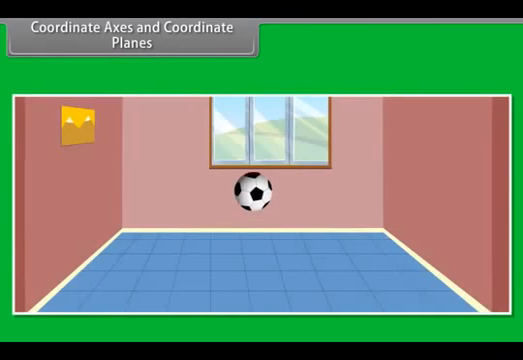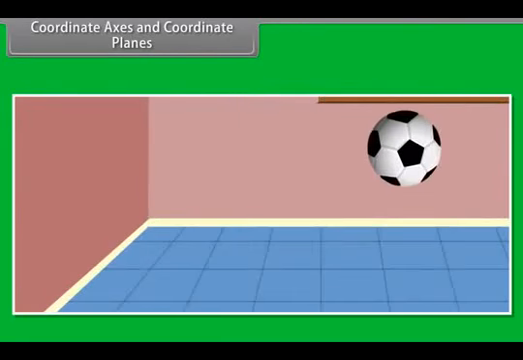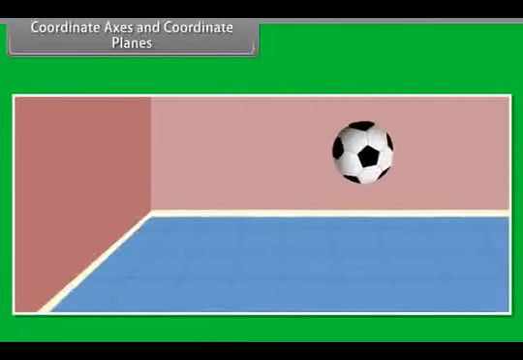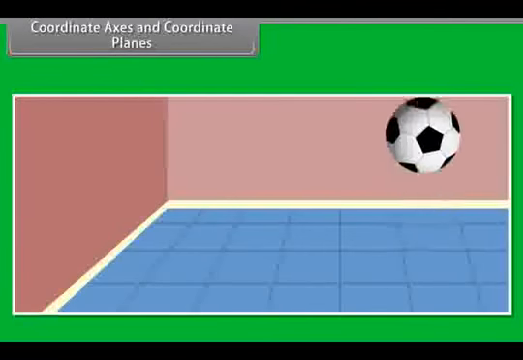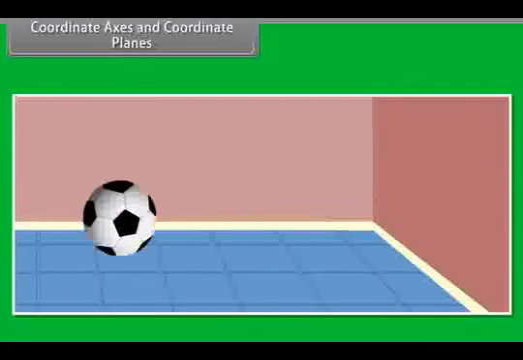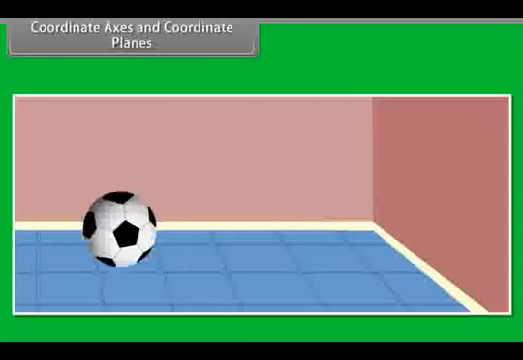Let us take an example of a bouncing ball in a room where one corner of the room is considered as the origin. We can take any corner of the room as origin of reference, and relative to that the coordinates of the point change. Thus, the origin can be taken arbitrarily at any point of the room.